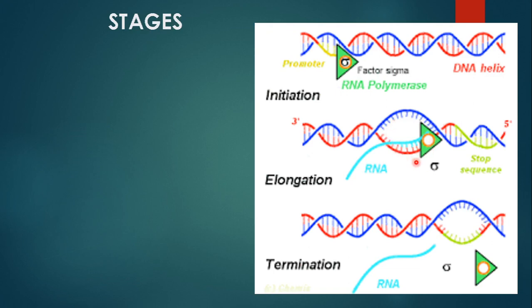So it proceeds, and simultaneously sigma also moves out when it approaches the stop sequence or the terminator region. Elongation. So initiation followed by elongation, which I have already mentioned. Then finally, when the polymerase reaches the stop sequence or the terminator region, the polymerase will move out, assisted by a factor called Rho. Rho factor will assist in moving out of the polymerase. So thereby our RNA formation is complete.